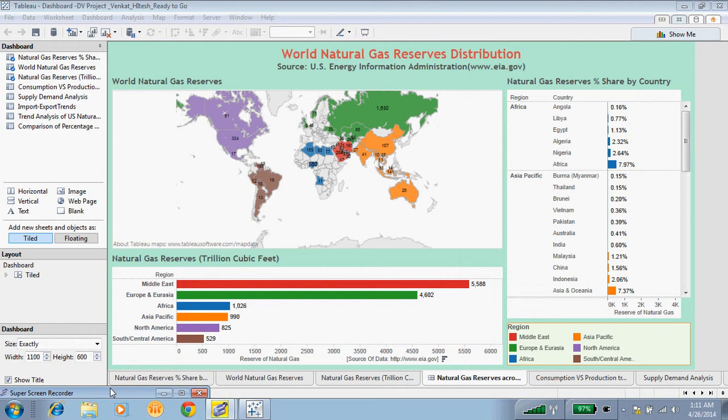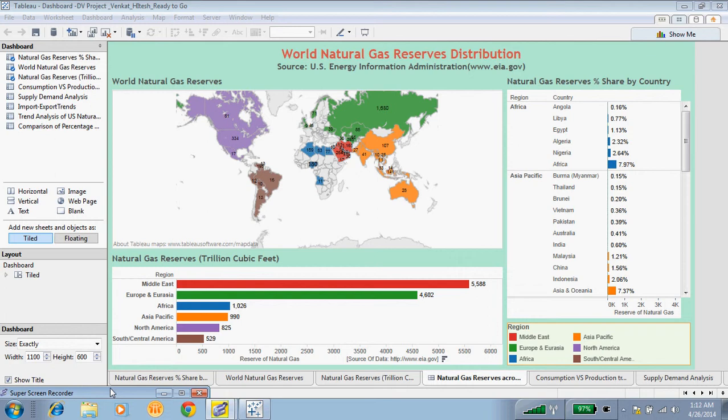So here we are going to show the data visualization of natural gas distribution across the world and the various trends of usage of natural gas, comparison between gas usage with the rest of the energy resources, and maybe possible inferences that we are going to get out of this visualization.